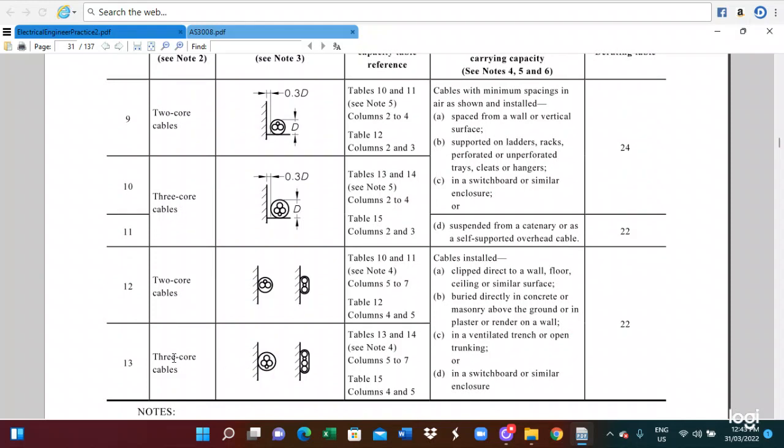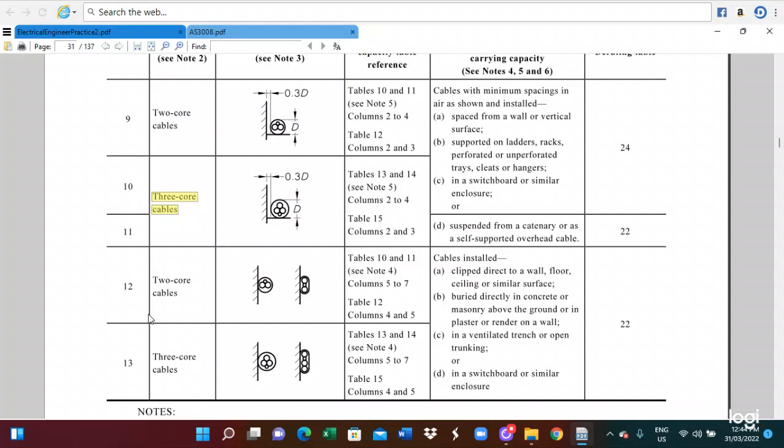Three single cable clipped to the wall. This is a 3-core cable; this one is for a suspension. But for a 3-core cable clipped to the wall, we have to select row 13. The 3-core cable can be row 11, 10 or 13. Rows 10 and 11 are selected when the cable is supported by a ladder, vertical, or suspension. In this case, items 10 or 11 would be selected.